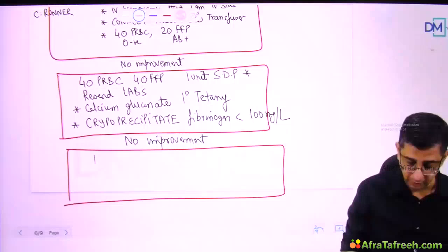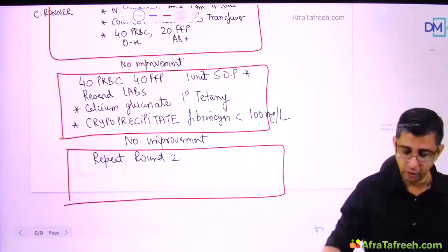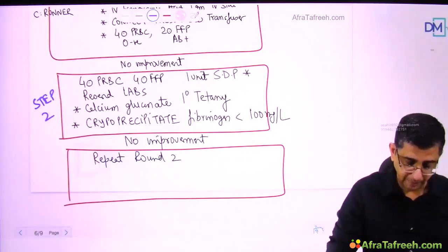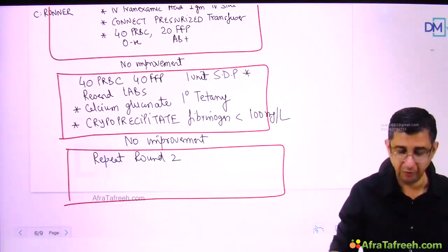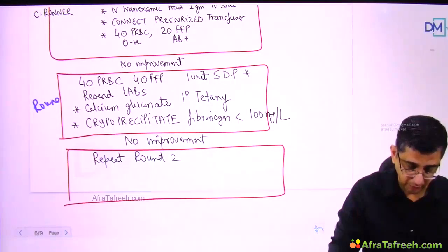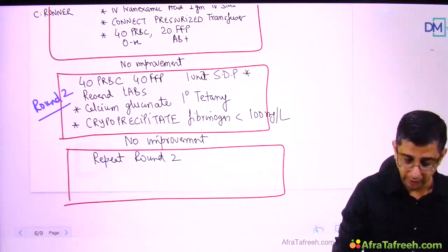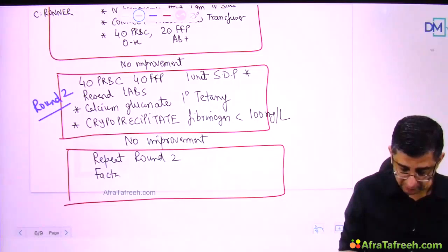He says first step in round 3 will be that you have to repeat round 2 aspects, which is that you are gonna once again give to this patient 4 units of packed RBC, 4 units of FFP, and 1 unit of single donor platelet. This was round number 2 that I'm talking about. The steps of round number 2 have been repeated in the patient. And now the extra thing that I will do here will be to administer factor 7A.